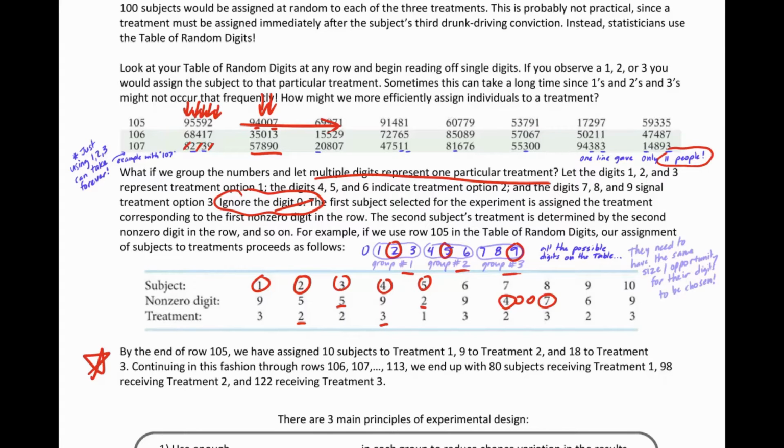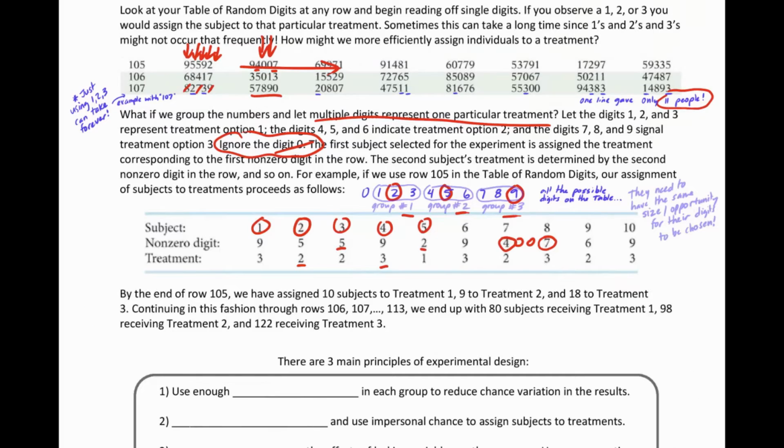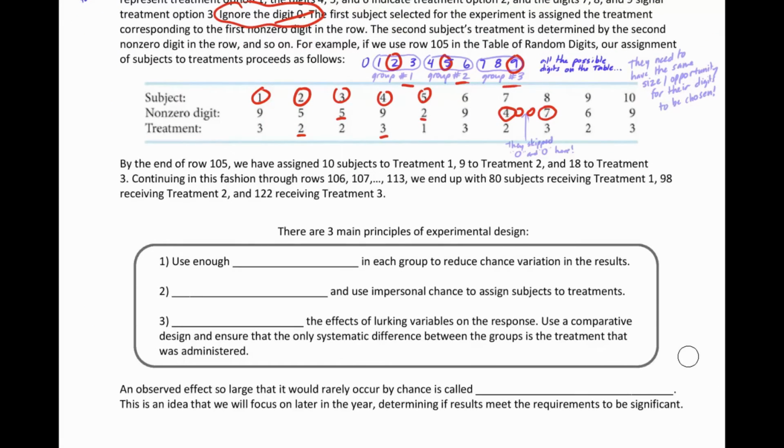This leads us down to our 3 main principles that we need to think about when we're designing an experiment. So the first one, we need to make sure that we are using enough subjects. Make sure that you have enough subjects in each group to reduce variation in the results. If one group only has 10 people and another group has 78 people, that's a pretty wide gap. It's going to be too much variation, too much spread. The second thing, you need to make sure that you randomize and use impersonal chance to assign subjects to treatments. Don't pick people personally. Let randomization do it for you.